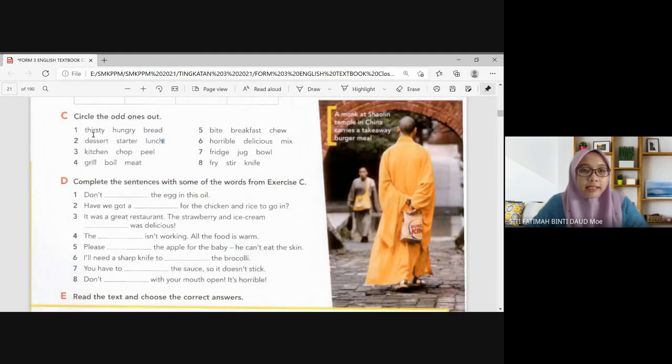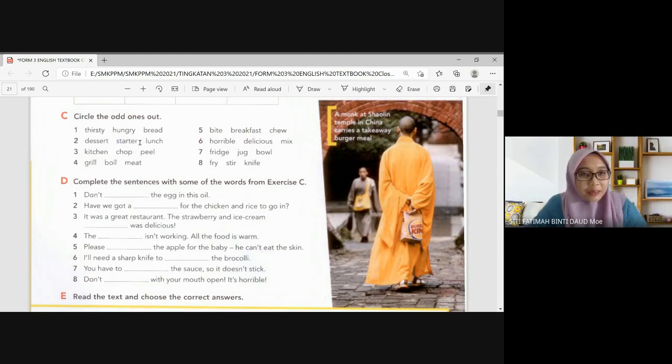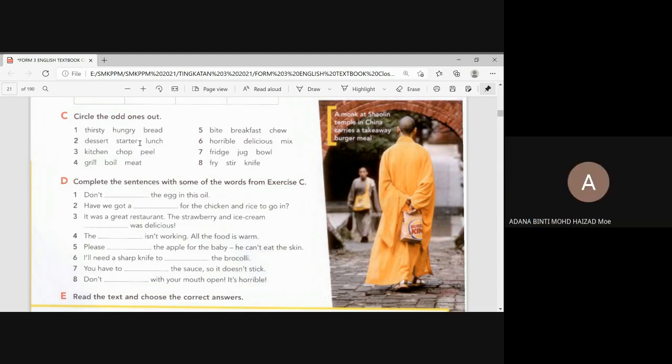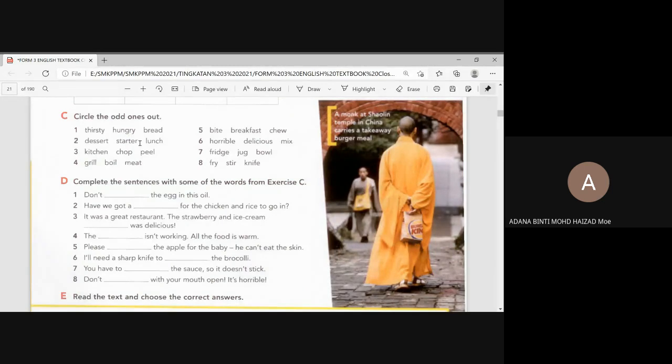For example here, thirsty, hungry, bread. Of course lah, bread kan? Apa kena mengena dengan thirsty and hungry? Okay, so we have dessert. Starter, what is starter? Ni bukan starter motor tau. Starter, you know when you eat meals, we have starter and then main course. After main course, you have dessert. You know that? Starter ni macam pembuka selera. You okay or not? Understand?